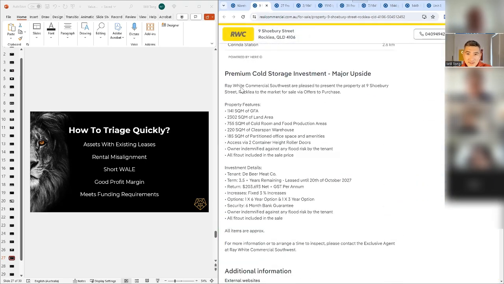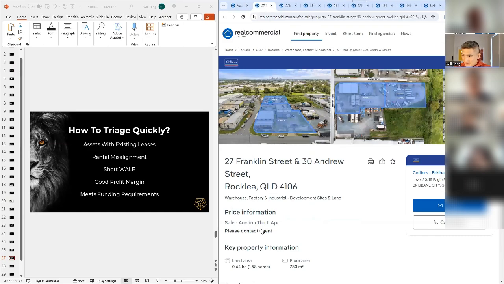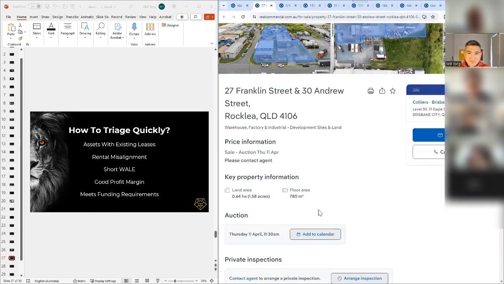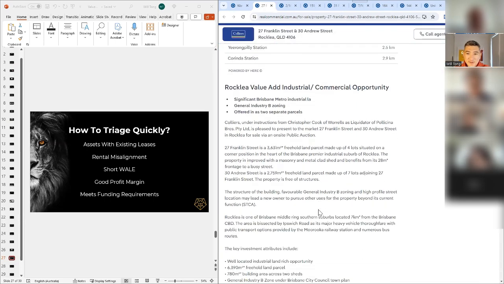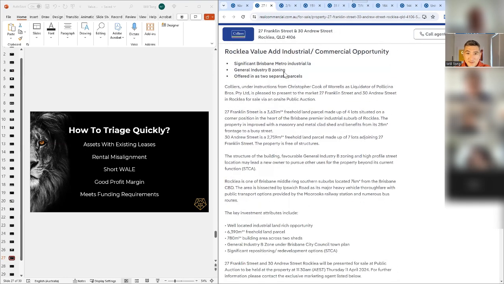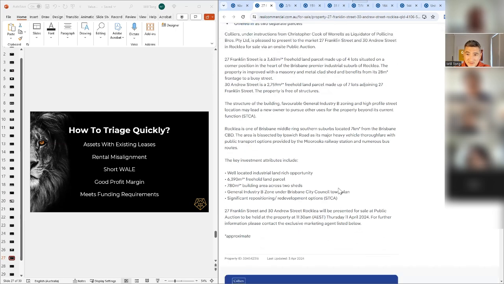What does it say? Okay. 3.5 years remaining. Leased until October 27. A little bit longer than I like. So, no, sorry. Pass. Next one. So I've just triaged that property. You got it? Next one. Let's have a look. Doesn't have a lot of information.